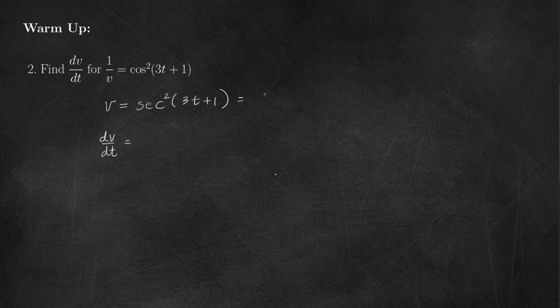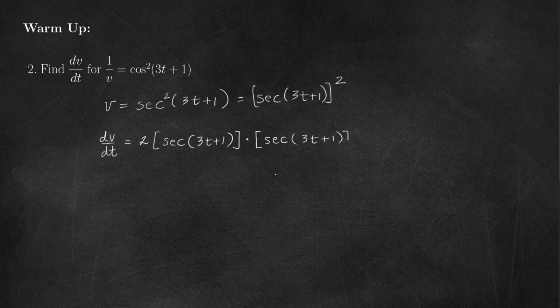Equals, and anytime you have a trig function raised to a power, I recommend you rewrite it, moving the power to the outside so that it's easier to see how we're going to use the chain rule here. This outside function is in the form of stuff squared. So my derivative is going to be 2 times the stuff to the power 1 times the derivative of the stuff. So now I have to take the derivative of the secant of 3t plus 1.